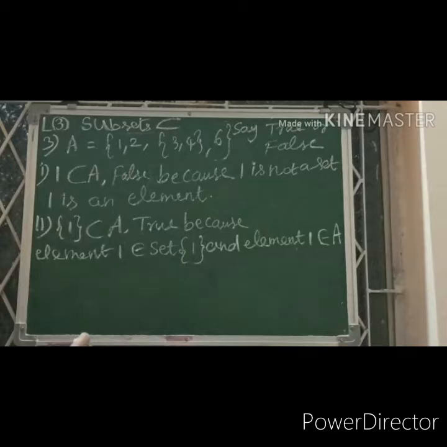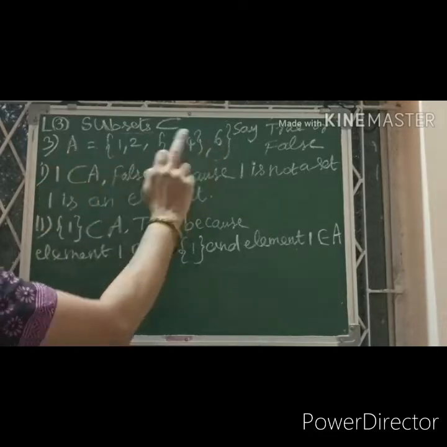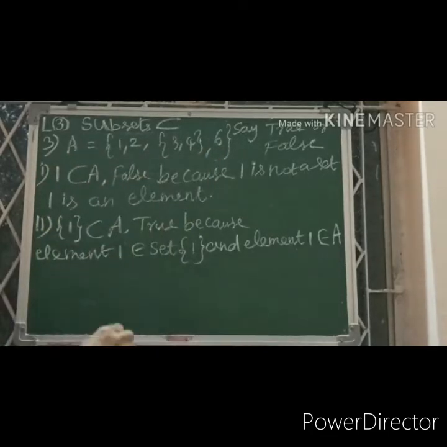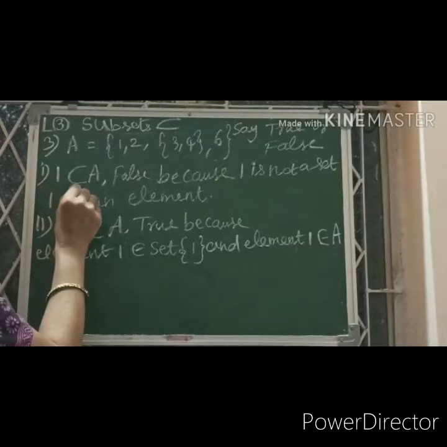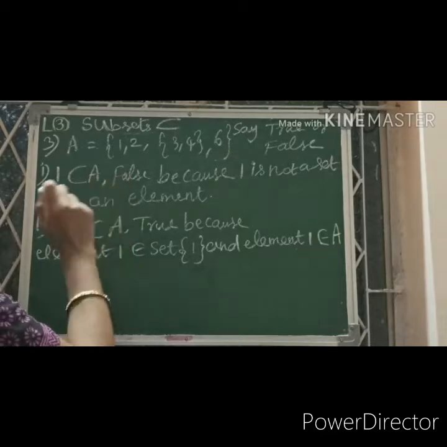Under subsets, we are going to solve 3-4 sums. Set A is given to you, say true or false. Set 1 is a subset of set A. It is false because here 1 is not a set, 1 is an element here. You have to see the previous 2 conditions I have given. That is why it is false.